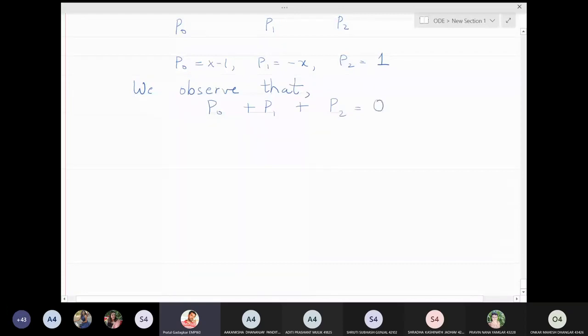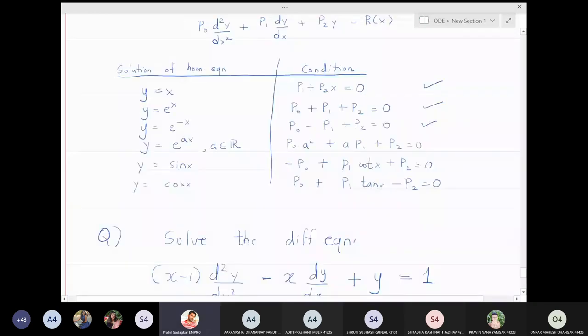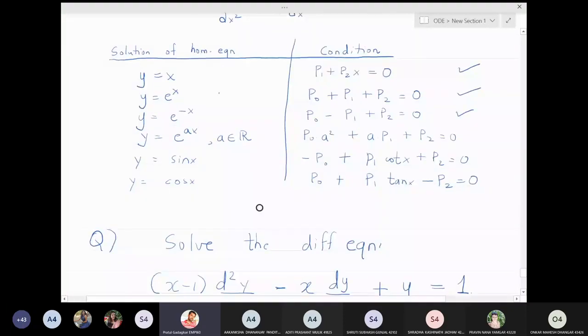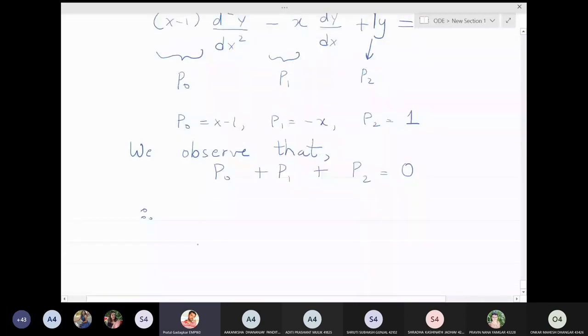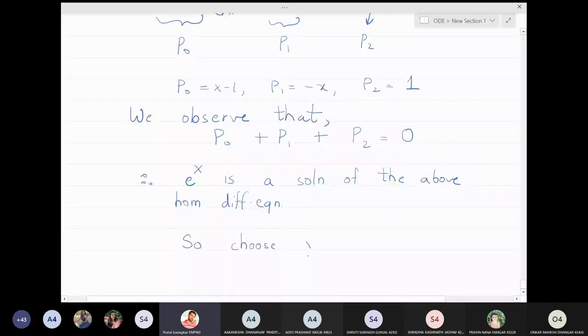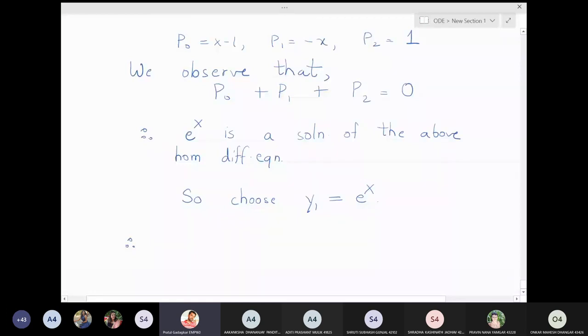Therefore, by our above conclusions, we can say that e raised to x must be a solution of the homogeneous equation. So we can now say that e raised to x is a solution of the above homogeneous differential equation. And now, by my method of reduction of order, choose y1 equal to e raised to x. Therefore, what is the general solution according to the method of reduction of order? The general solution is y equal to y1 into v, where v is some function of x, means y is equal to what?